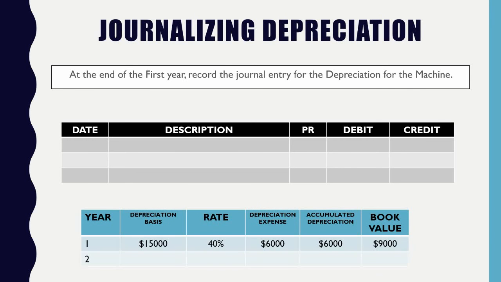So now let's go ahead and journalize this. Here is the journal, and at the end of its first year, what did we calculate? I have the table down here below. My depreciation expense for year 1 was $6,000. So how do I journalize this?